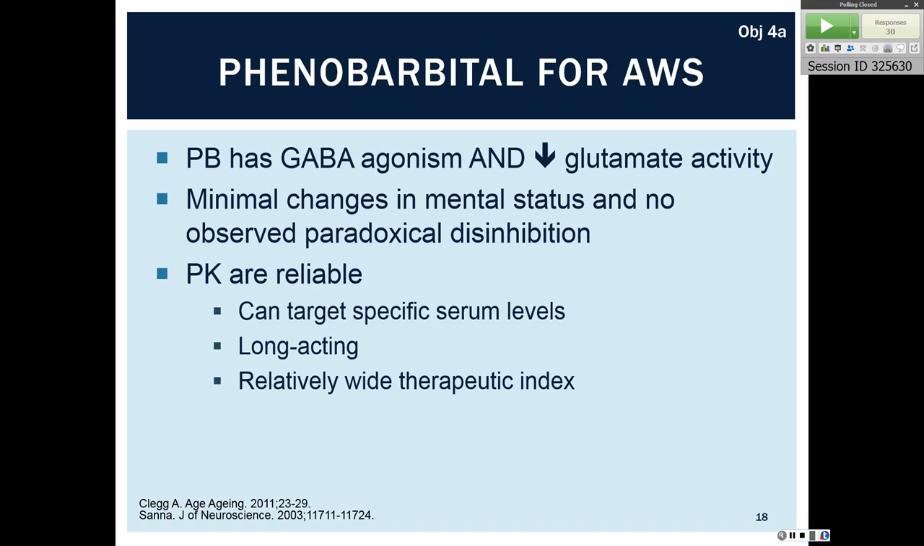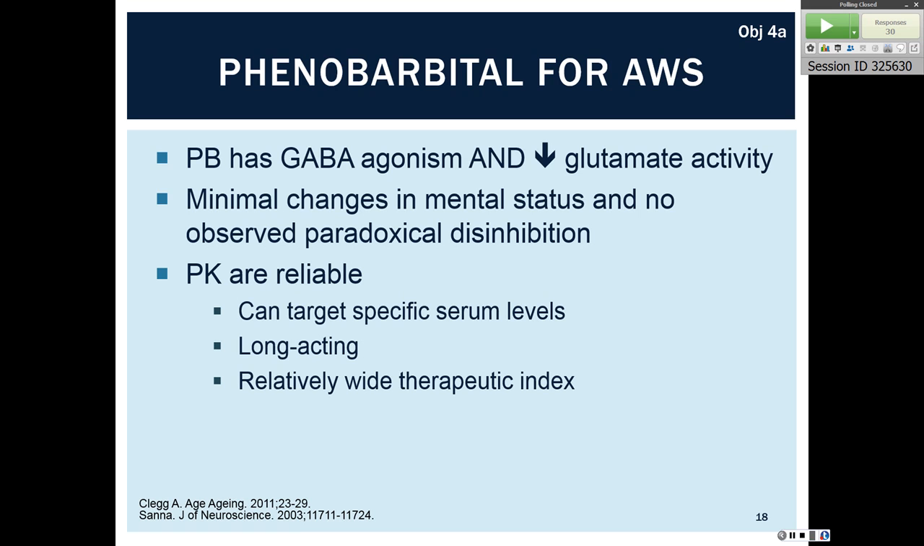The cool thing about phenobarbital is that it activates GABA, but it also decreases glutamate, whereas benzos just activate GABA. So what we're doing with alcohol detox with benzos, remember the glutamate's up here and the GABA's way down here. We're bringing the GABA back up, and then we're slowly reducing the benzos, waiting for the glutamate to come down, and then you reduce again, and wait for the glutamate to come down, and so on until you're off of them completely. Well, with phenobarb, you get to do both of those things pretty quickly. So we don't see very much change in mental status with phenobarb, and we also don't see that paradoxical disinhibition.